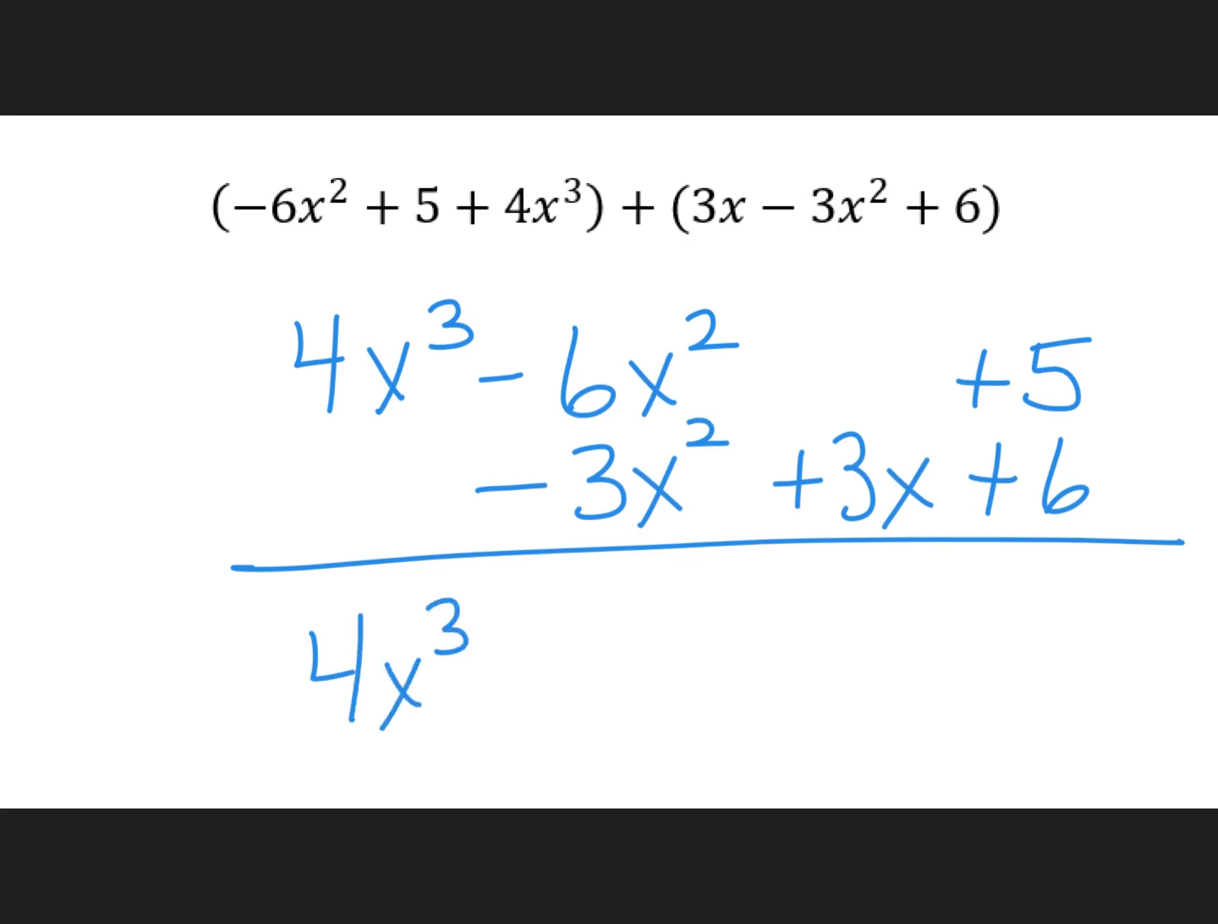A negative 6 plus a negative 3 is a negative 9. Then the 3x just comes down. It doesn't have anybody he's adding to. And the 5 plus a 6 is 11. And there you go. I'm done.